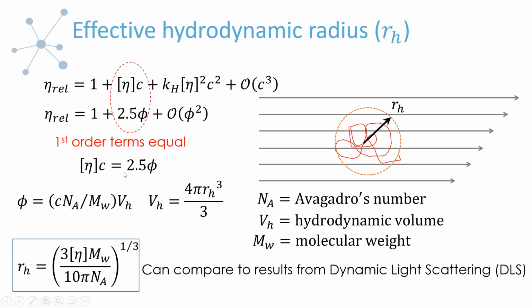So if we set these equal and then find a way of relating the volume fraction to the concentration using Avogadro's number, molecular weight, and the hydrodynamic volume of the object, which is fairly straightforward, we just assume it's spherical in this case, then we can solve for this hydrodynamic size. And so if you know the molecular weight of your particular polymer or protein, then getting the intrinsic viscosity measurement can give you an estimate of the hydrodynamic size.